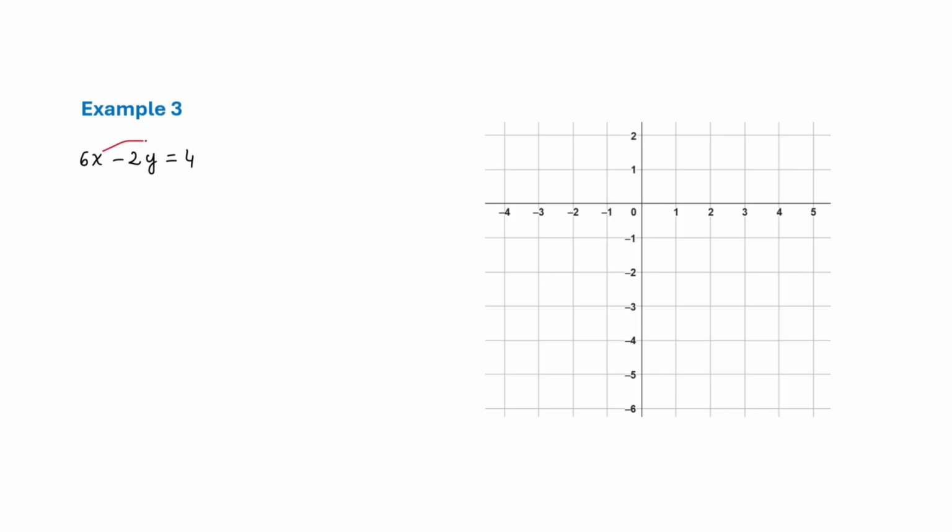To do that, we first move 6x to the right-hand side by subtracting 6x from both sides. This gives negative 2y is equal to negative 6x plus 4. Then we divide everything by negative 2. So we get y is equal to 3x minus 2. Now the equation is in the form y is equal to mx plus c. So we can work with the gradient and the y-intercept.